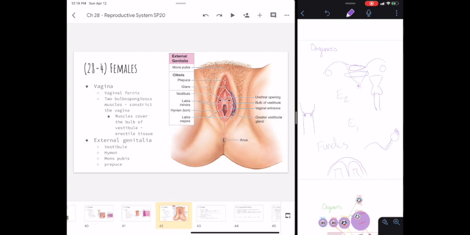Let's see here. So we have some muscles that help keep everything in place down here as well. So we have two bulbospongiosus muscles. These are analogous to the male as well. These will help constrict the entrance of the vagina. And the additional muscles that cover on top of it are also erectile tissue.